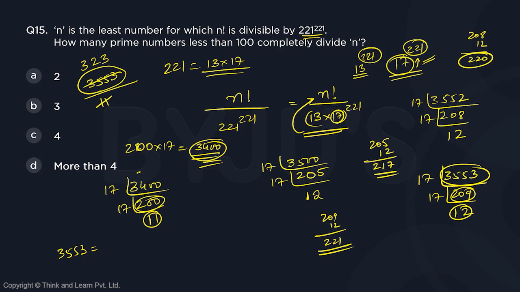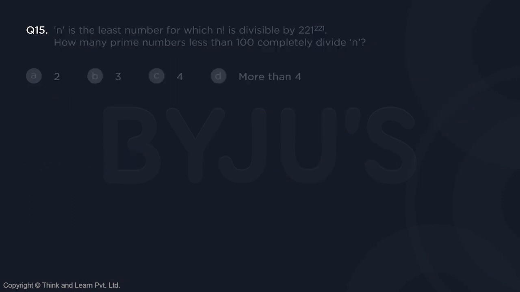So 3553 is nothing but 11 into 323. Once again, can 323 be divisible by 11? 11 2s are 22. No, that doesn't go. Then I think this will be divisible by 17. Yes. So 11 into 17 into 19. So 11, 17 and 19. What is the question? The question is, how many prime numbers less than 100 completely divide n? These are the three factors, which means all these three prime numbers will completely divide your n. So the answer is option B.